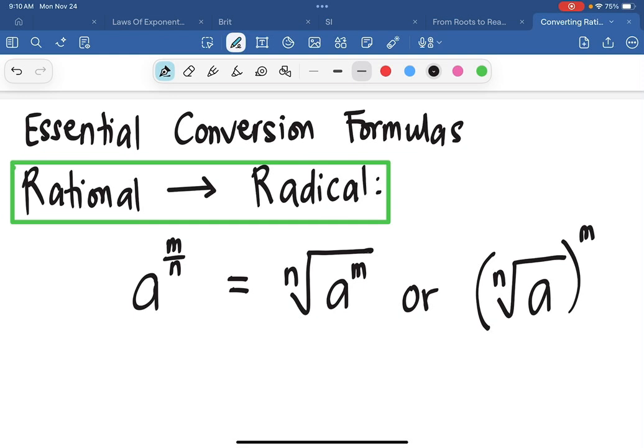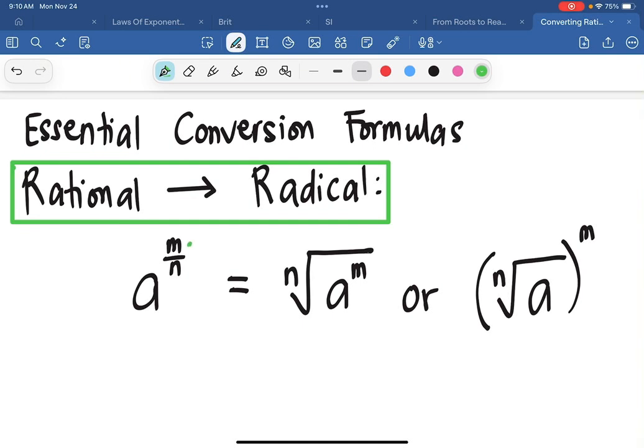Now, we have the essential conversion formulas, starting with rational to radical. Here we have a raised to m over n. Again, a is our base, m over n is our exponent. So if we are to convert this into radical, we have the nth root of a raised to m.